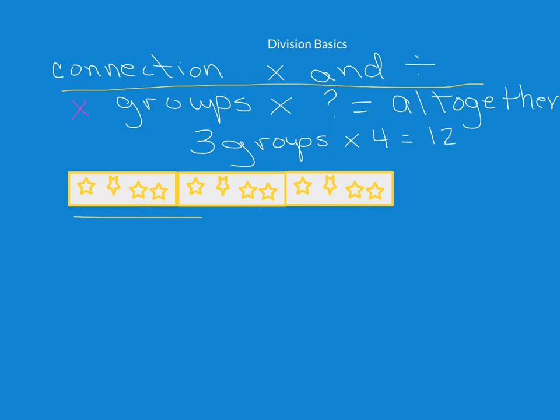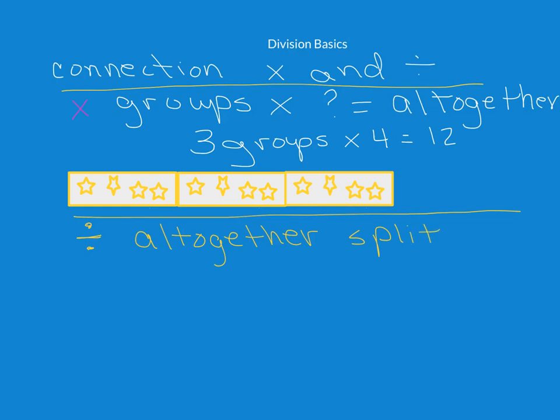In division, we simply undo what happened in multiplication. That's the relationship between the two. So we start with the all together. We start with a quantity, and then we're going to split that quantity into equal groups. And in division, we want to know how many groups we can make or how many are in each group.